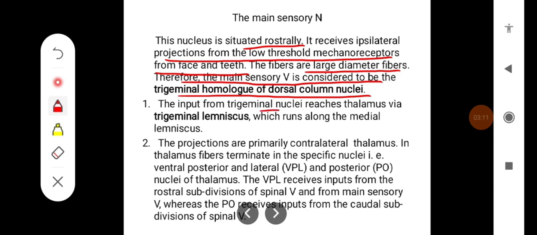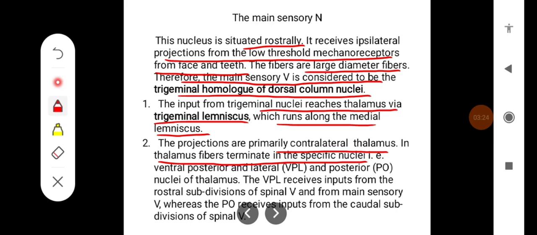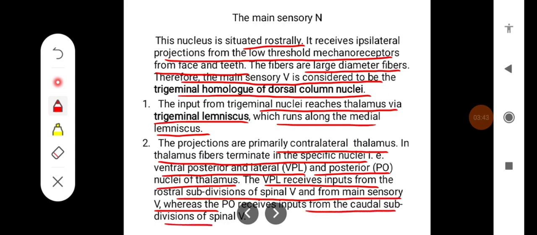The inputs from trigeminal nuclei reach the thalamus via the trigeminal lemniscus, which runs along the medial lemniscus. The projections are primarily to the contralateral thalamus. In the thalamus, fibers terminate on specific nuclei, that is the ventroposterior and posterior nuclei of the thalamus. The VPM receives inputs from the rostral subdivisions of spinal 5 and main sensory 5, whereas the posterior nucleus receives inputs from the caudal subdivisions of the spinal 5.